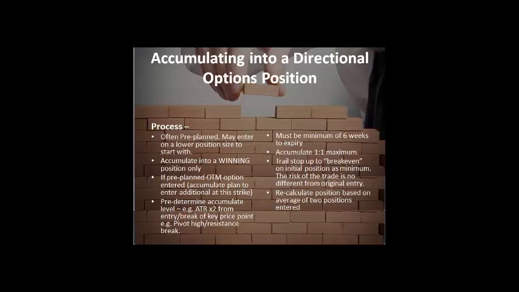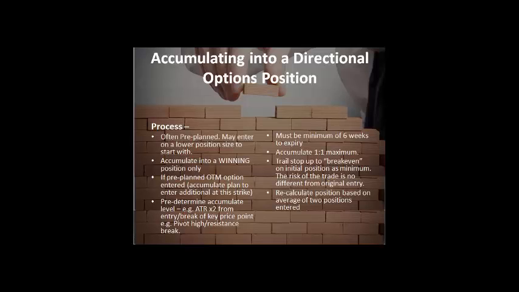It's often pre-planned, and if so, we may enter on a low position size to start with. It may be that market conditions aren't the best. We want some confirmation. We've got a data point coming up perhaps, and we may start with entering 10 contracts with the idea of adding another 10 if the market subsequently looks good. Remember, we accumulate into a winning position only, because we never average down our losses by accumulating into a losing position.